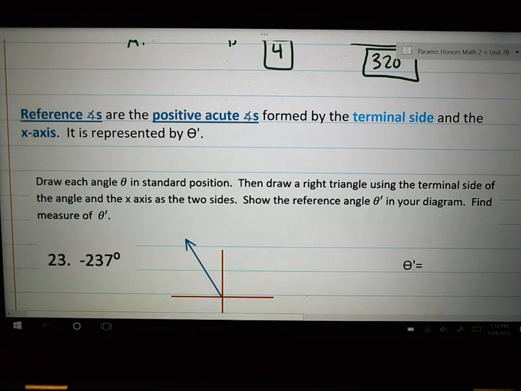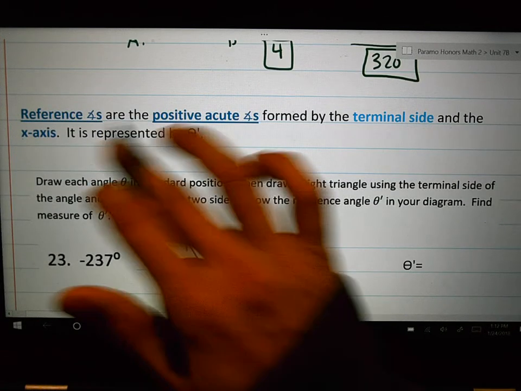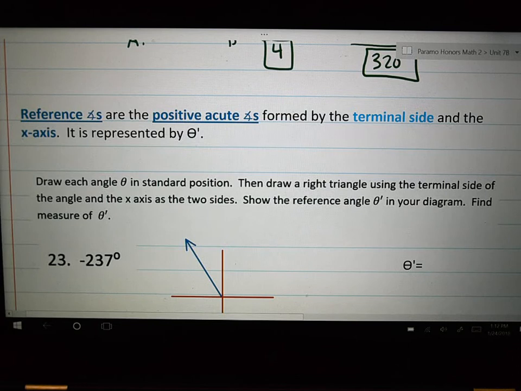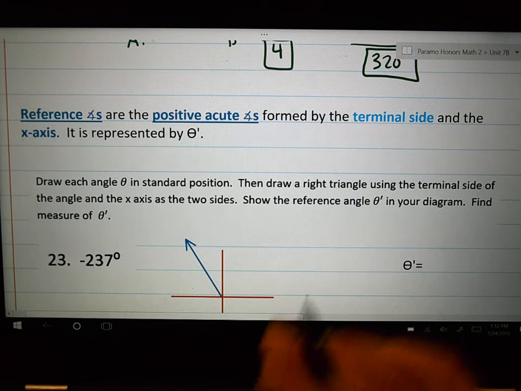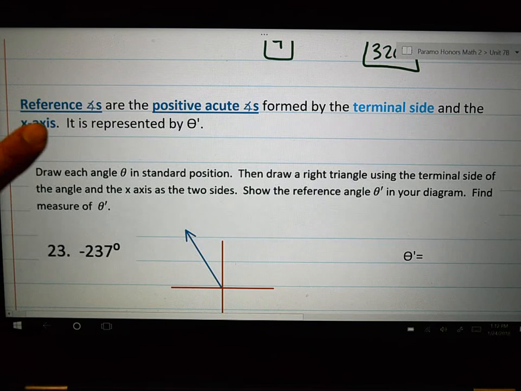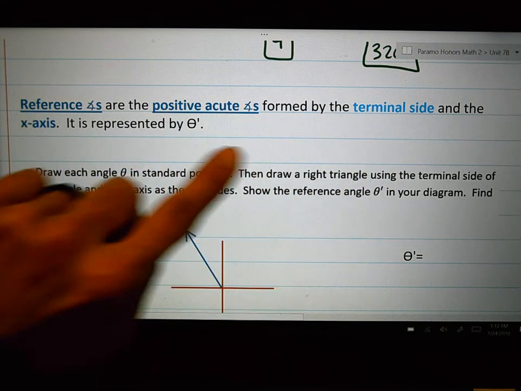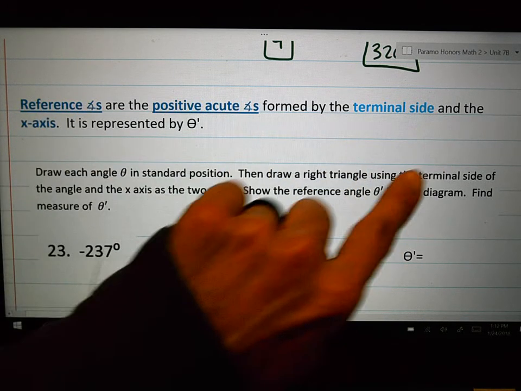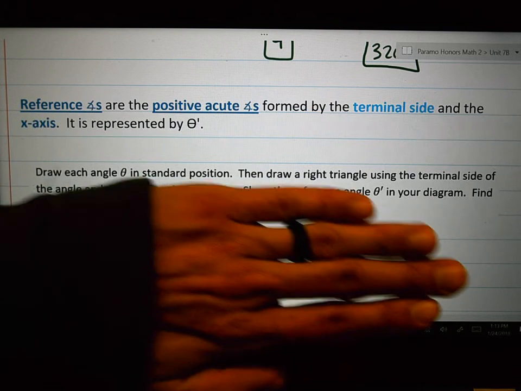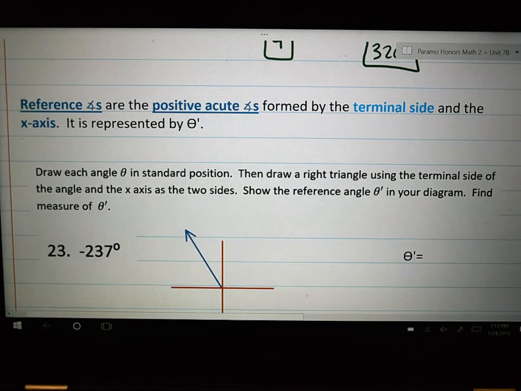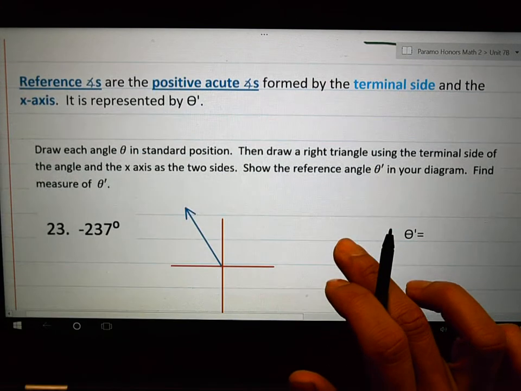So next, we need to talk about reference angles. Reference angles are the last thing that we need to cover. What I want students to write down is just this last sentence in their notes. You don't need to write down this stuff that's over here. That's an example. We'll get to that in just a little bit.